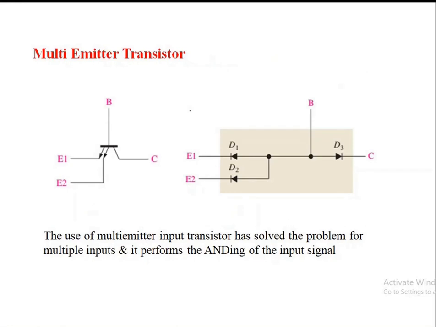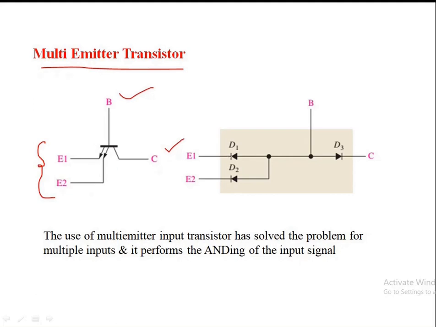So here we are talking about the multi-emitter transistor. This is how your multi-emitter transistor looks. What you studied in electron devices, the same thing only. You have one base, one collector, and multiple emitters. This is how it will be connected.